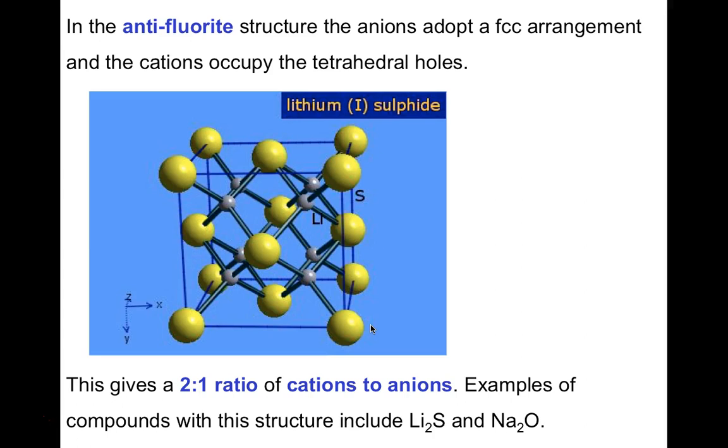There is also what's called the anti-fluorite structure, and in the anti-fluorite structure, all that's different is that instead of the cation being in the face-centered cubic array, the anions are. A good example of this is lithium sulfide, where we have a face-centered cubic array of sulfide ions with lithium ions occupying all of the tetrahedral holes.